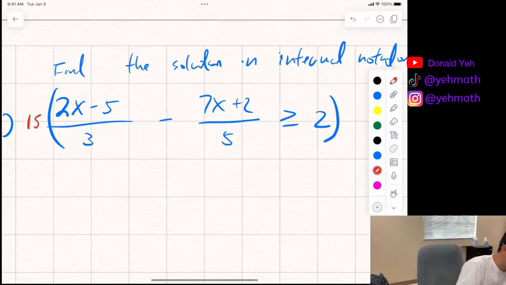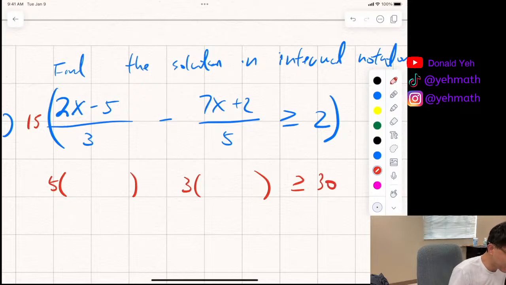And this 15 is very easy. 15 and 3 cancel out, left with 5. And the 15 and 5 cancel out, left with 3. There's a parenthesis here and a parenthesis here. Don't forget about the parentheses, and don't forget to multiply the last term. Most people forget to multiply the last term. This becomes 30. And this is going to be 2x minus 5, and there's a 7x plus 2, and that's minus. Does that make sense?